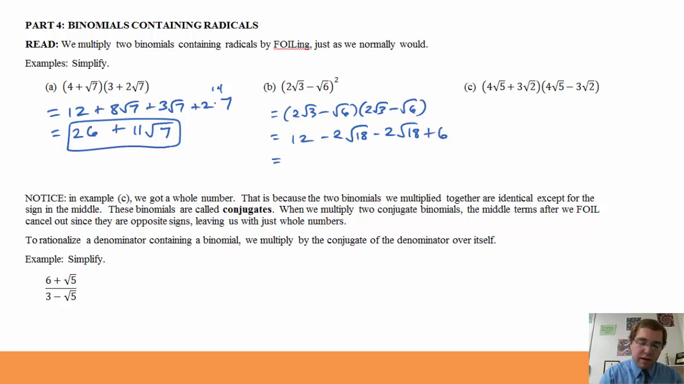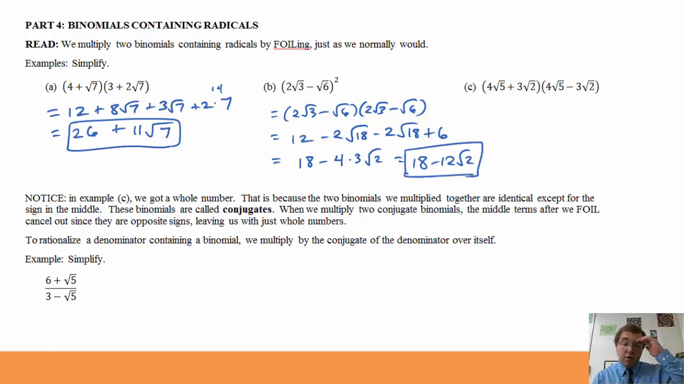I've got 12 plus 6, and that's my 18. And then negative 2 radical 18 minus 2 radical 18 is negative 4 radical 18. But the radical 18 I can simplify as radical 9 times radical 2, and I know radical 9 is 3, so this is times 3 times radical 2. So 18 minus 12 radical 2. So I FOIL, and I combine like terms and simplify.